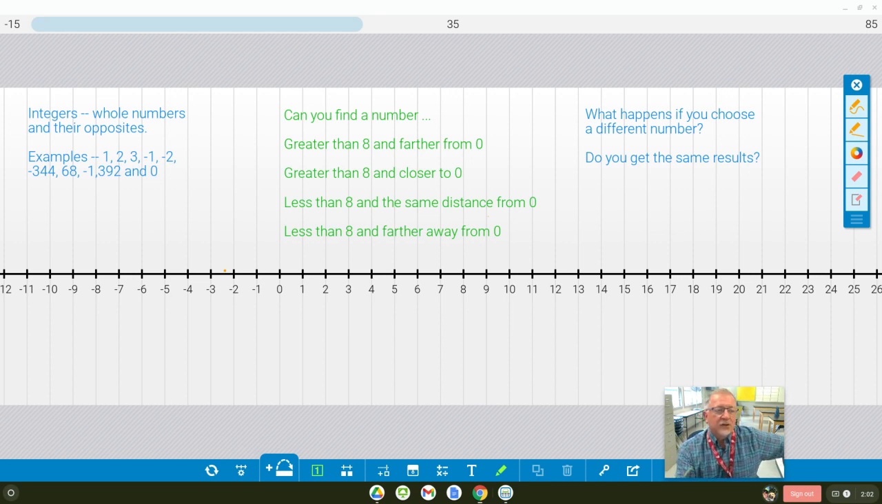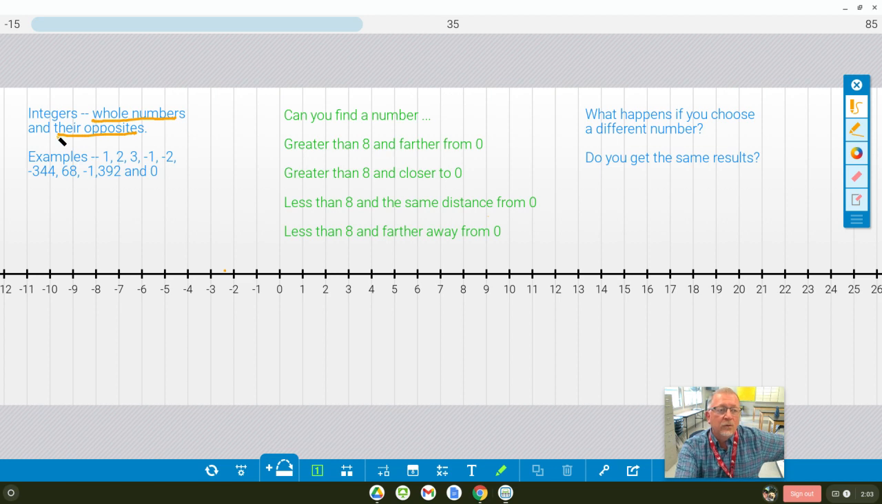So we're going to talk about integers, and we can see over here it says the integers are whole numbers and their opposites. So when we think about whole numbers, we think about numbers like 1, 2, 3, 4, 5, 6, 7, 8, 9, 10, and all those numbers there. Notice there are no fractions. There's no decimals. Whole numbers do not have fractions or decimals. And for whole numbers, we also include zero. Zero is a whole number.